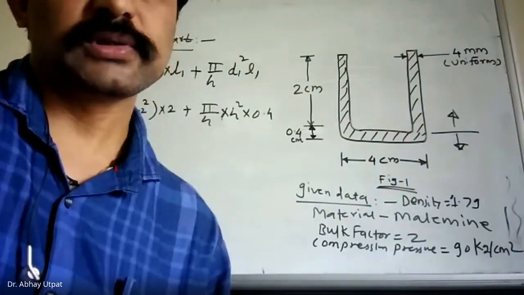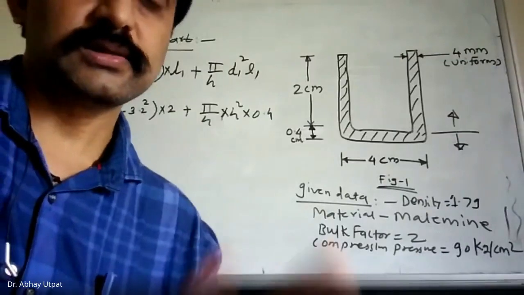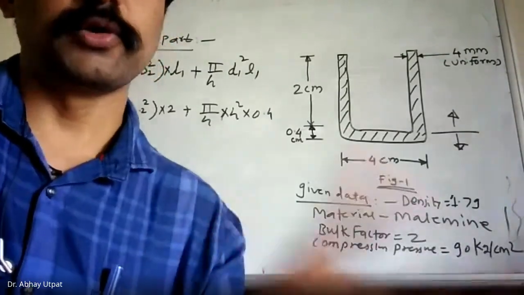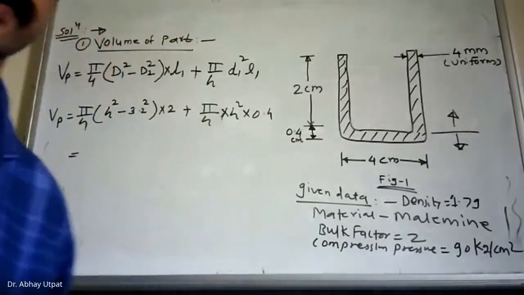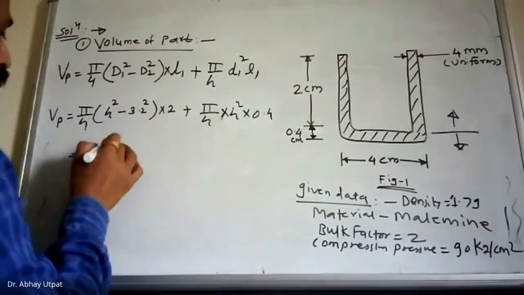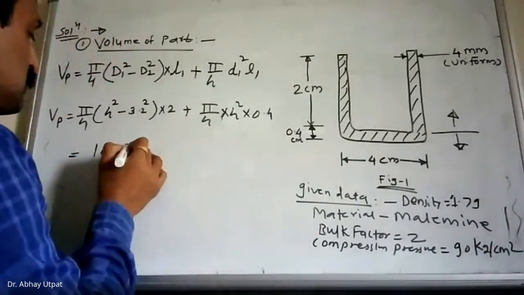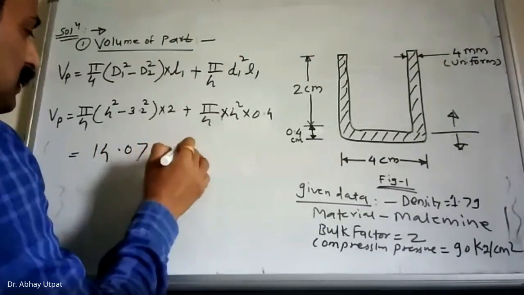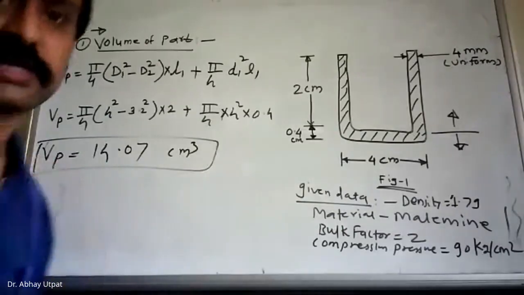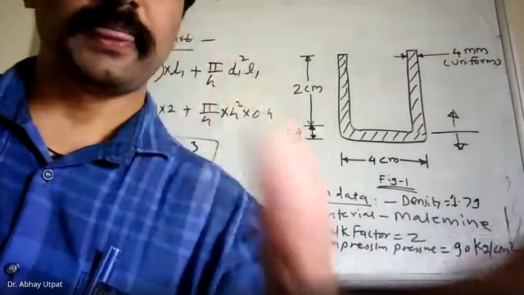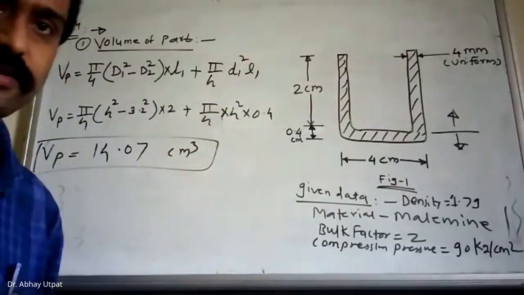Why different values? Something is wrong. At least one is giving 14. I think 14 is the correct answer. 14.07 is the correct answer. Yes, I will consider 14.06 or 07. Others, please check your calculations. So the volume of part we have calculated.